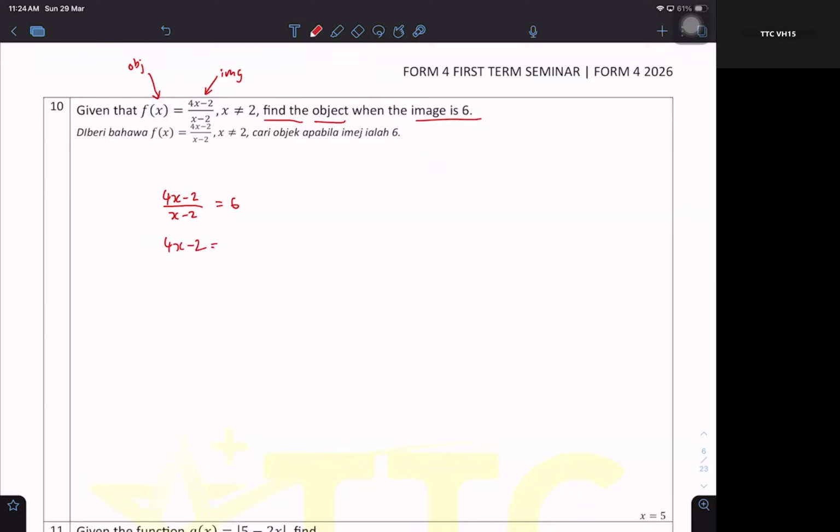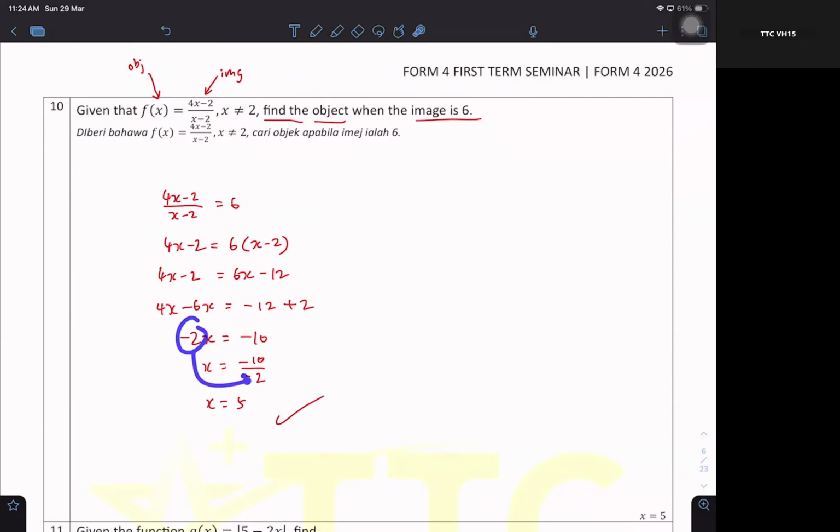So divide, bring over, become times. Then you times 6 times x is 6x, 6 times 2 is 12. Then you try to find out the x. 6x bring over minus 6x. Minus 2 bring over plus 2. Negative 12 plus 2 is negative 10. Then times bring over become divide. Negative 10 divide negative 2 is 5. Understand? Okay, continue.